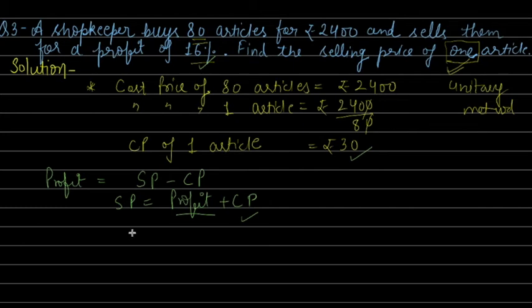So from profit percent and CP, first thing we need to calculate the profit. So how do we calculate profit? Profit and loss is always on CP. How much is that? 16%. So we will calculate 16% of CP. Let's see on the next page. Profit will be 16% of CP.